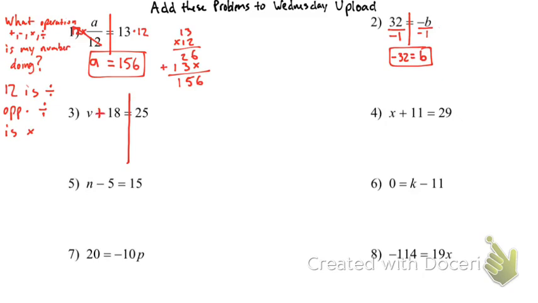It's adding there. What's the opposite of addition? Hopefully you know the opposite of addition is subtraction. So that means to get rid of the positive 18 or the adding 18, we're going to subtract 18. And what you do to one side, you do to the other. The 18s cancel out. We're left with just the letter V. And then we do this math. 25 minus 18 is 7. So V equals 7.